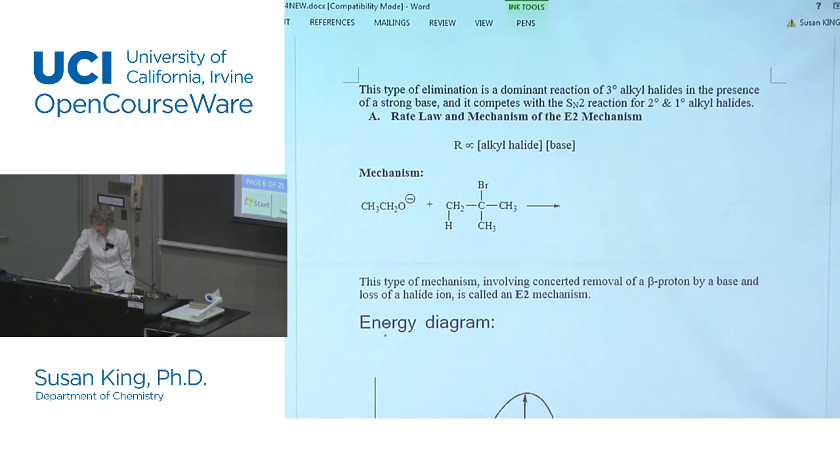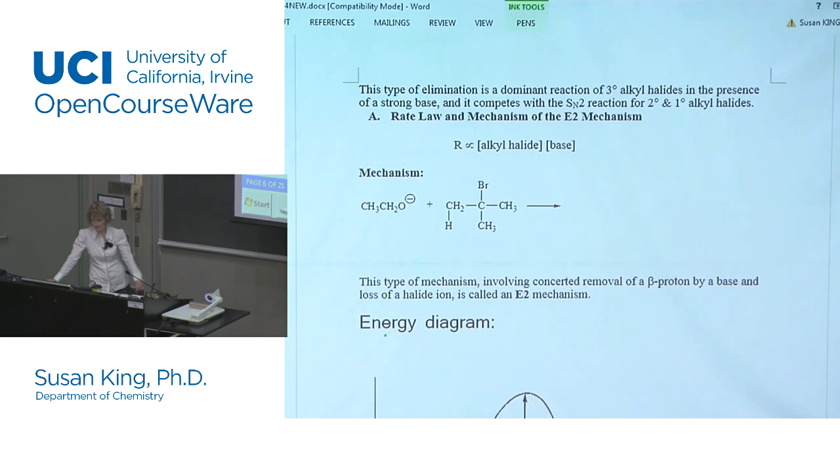All right, so this type of elimination, E2, is a dominant reaction of tertiary alkyl halides in the presence of a strong base, and it competes with the SN2 reaction for secondary and primary alkyl halides. So that's kind of it in a nutshell. Let's go into more detail here and see if we can figure out what's going on. So one of the first things we did when we talked about an SN2 reaction is we measured the rate law.